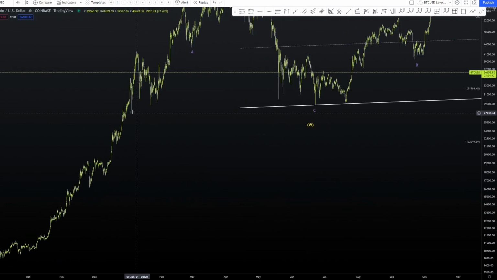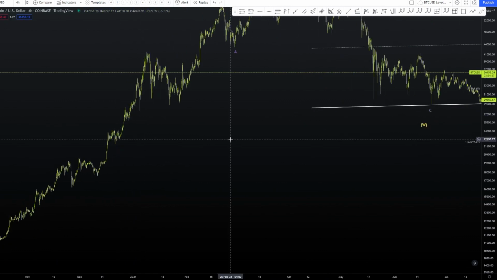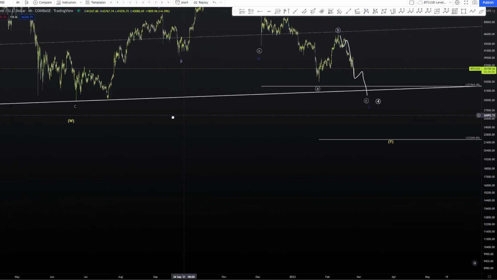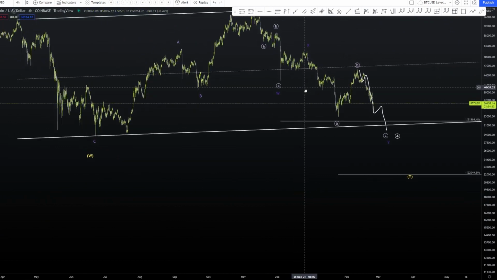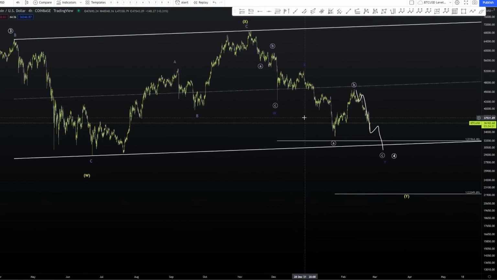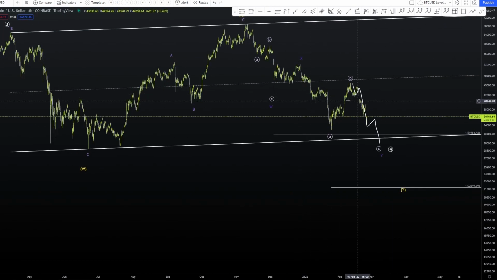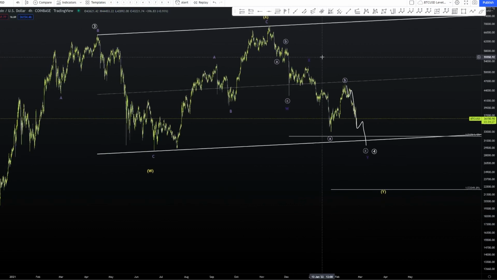So we could be looking down here, perhaps around maybe 27K in this order block right here, or we get a swing failure pattern of these lows like I mentioned. Those are two possibilities we could be looking at in the case that this count plays out. So that's basically the WXY.